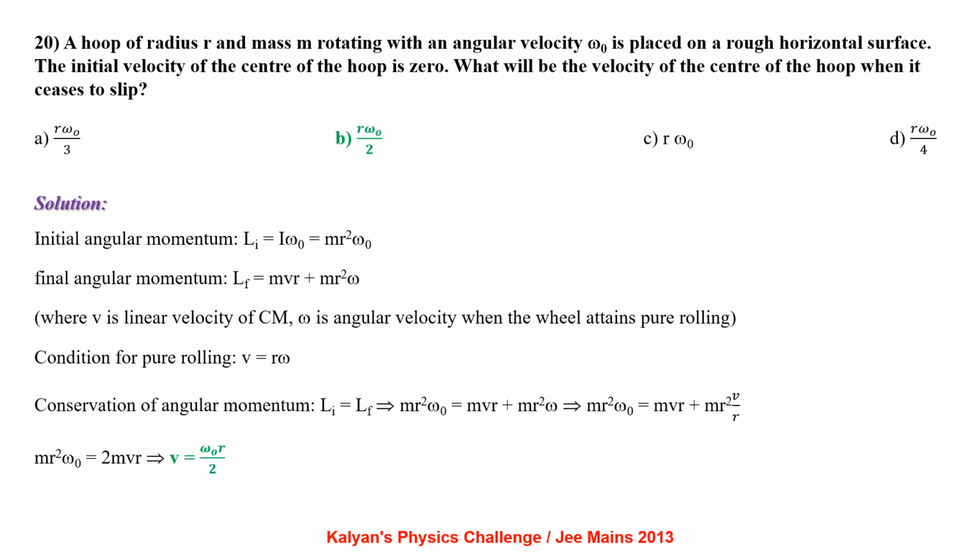Initial angular momentum L initial equals I omega, that is m r square omega naught. Final angular momentum L final equals m v r plus m r square omega, where v is the linear velocity of center of mass, and omega is the angular velocity when the wheel attains pure rolling. Condition for pure rolling: v equals r omega. Applying conservation of angular momentum, L initial equals L final, that is m r square omega naught equals m v r plus m r square omega, which gives us v equals omega naught r by 2.